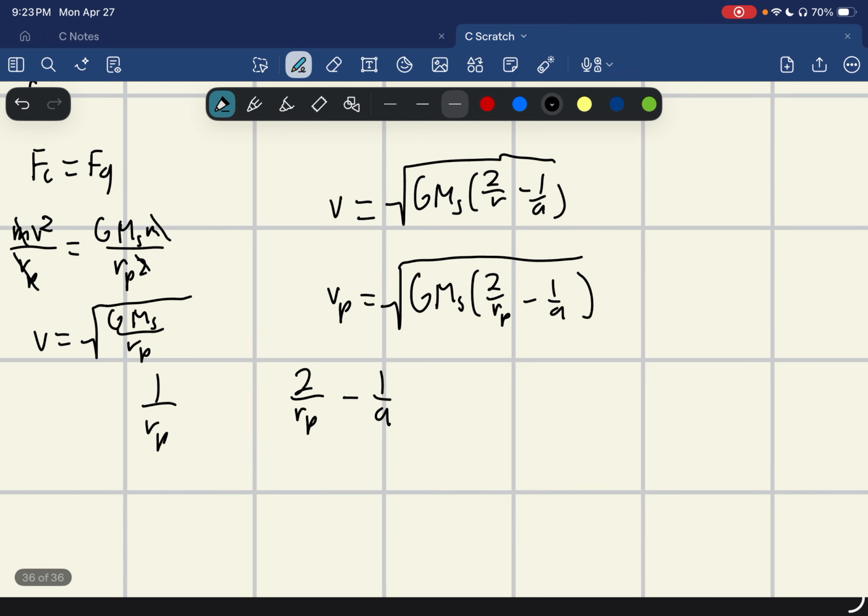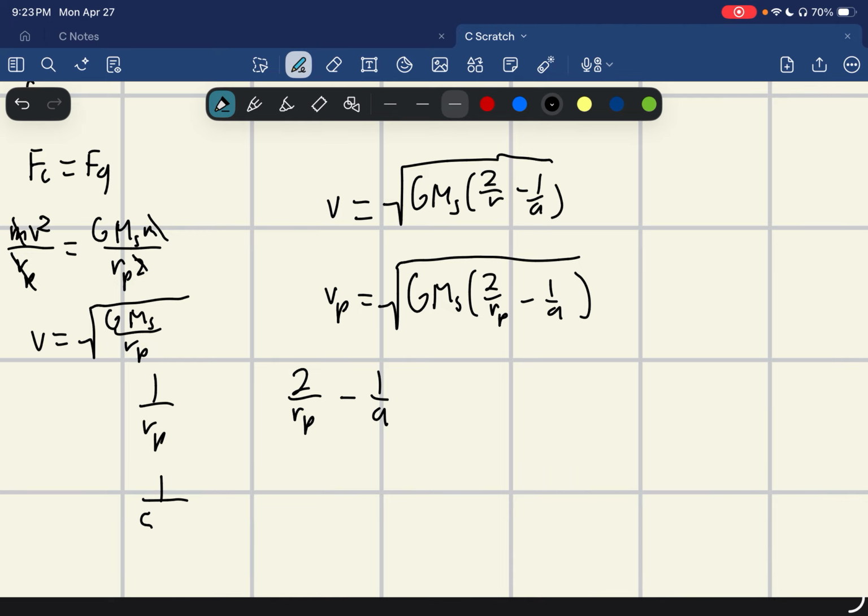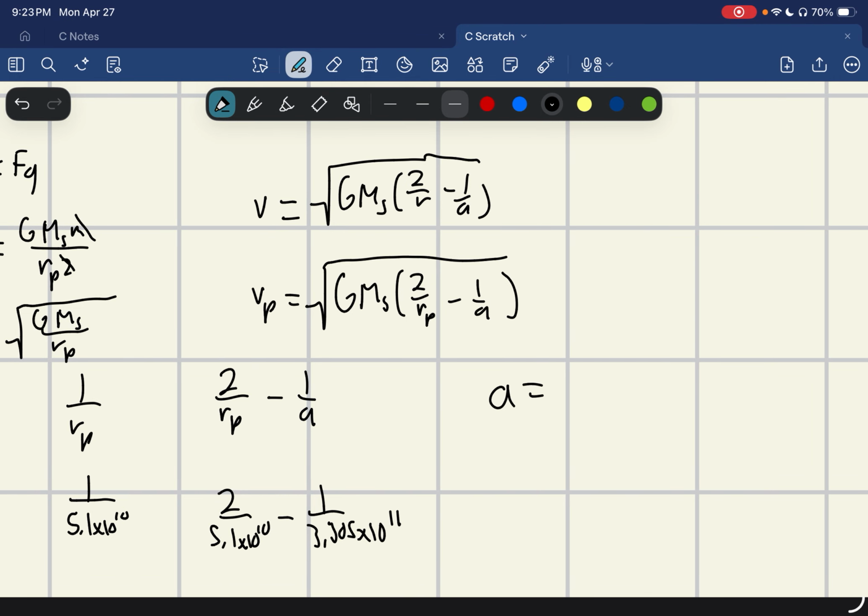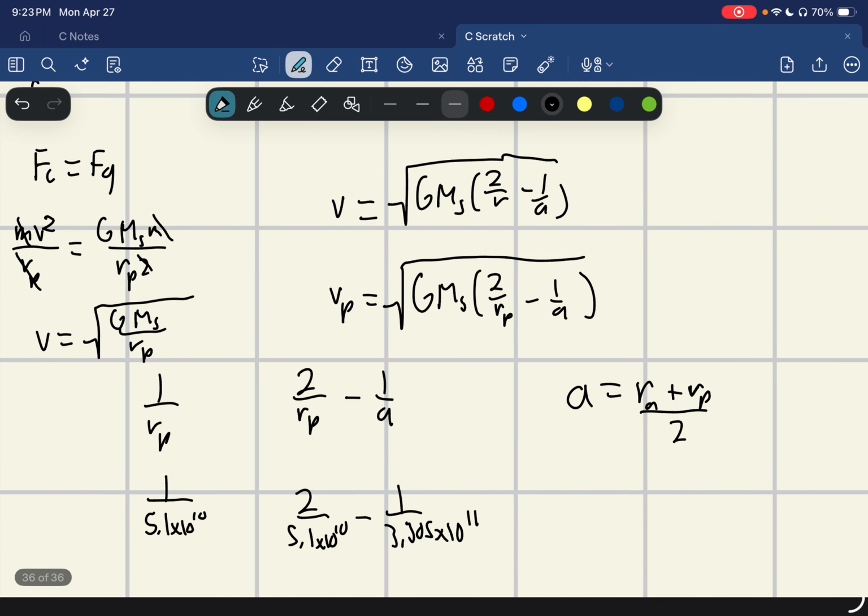And then here, if we just plug in values straight up, it would be 1 all over 5.1 times 10 to the 10. And then here it would be 2 all over 5.1 times 10 to the 10 minus 1 all over 3.305 times 10 to the 11. And we got a, because we know that a, the semi-major axis, is ra plus rp all over 2, and then we just did that to find a.